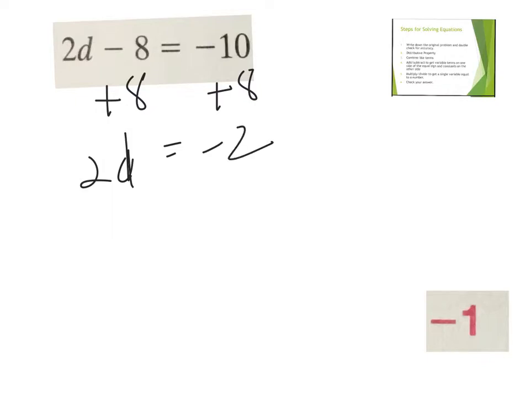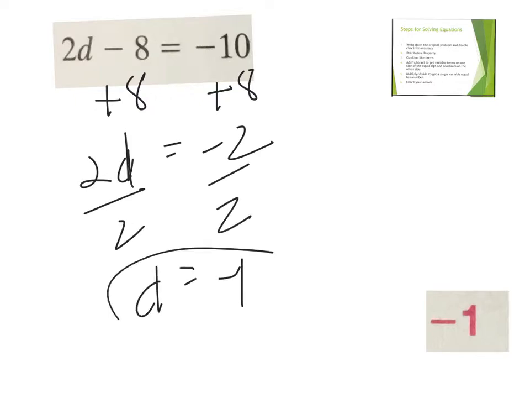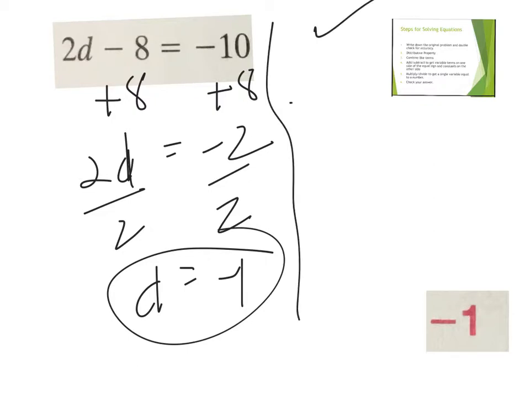Again, make sure you think about that, right? Pay attention to your integer operations. Divide off that 2, divide off that 2, and d is negative 1. And the check, you can throw that back in there. 2 times negative 1, that's not a negative 1, it tried to be. 2 times a negative 1 minus 8 equals negative 10.